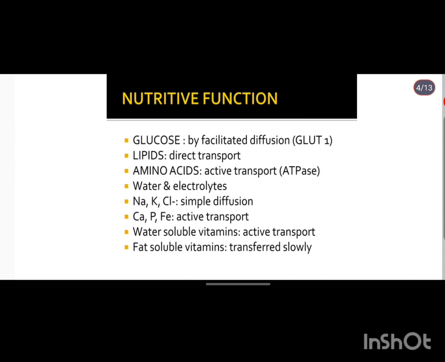You can see the exchange of water and electrolytes by simple diffusion, through which electrolytes like sodium, potassium and chloride are passed. You can also see there is an active transport of certain minerals, and the water soluble vitamins get actively transported across, and certain fat soluble vitamins get transferred slowly with the help of placenta from the mother to the fetus. These are the nutritive functions which are very important in the placenta.